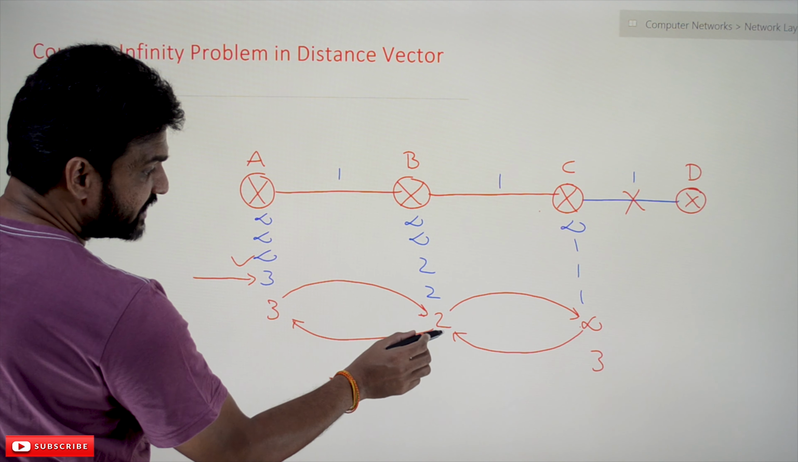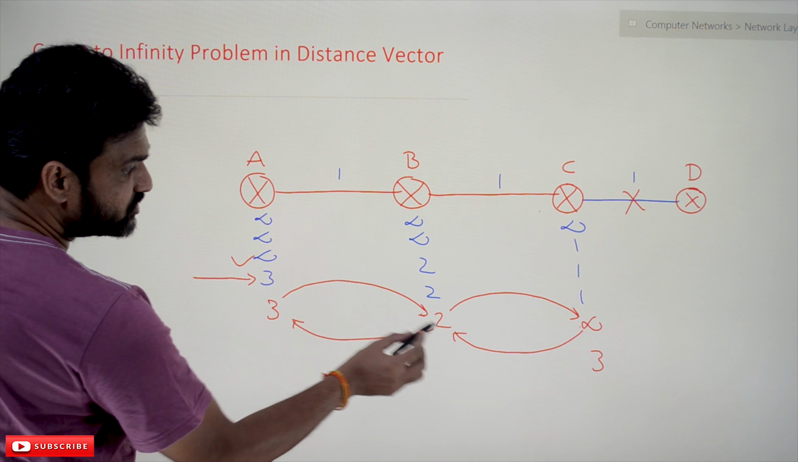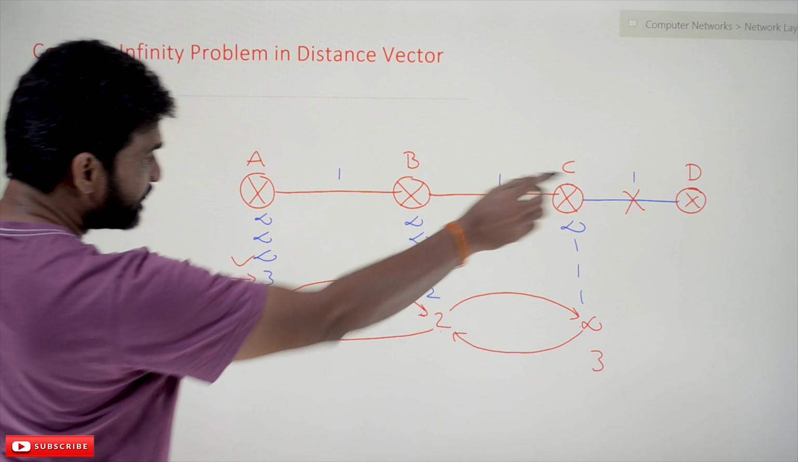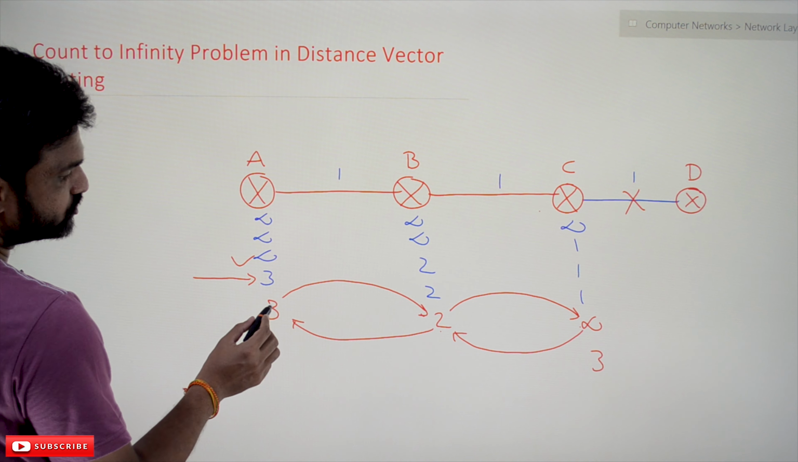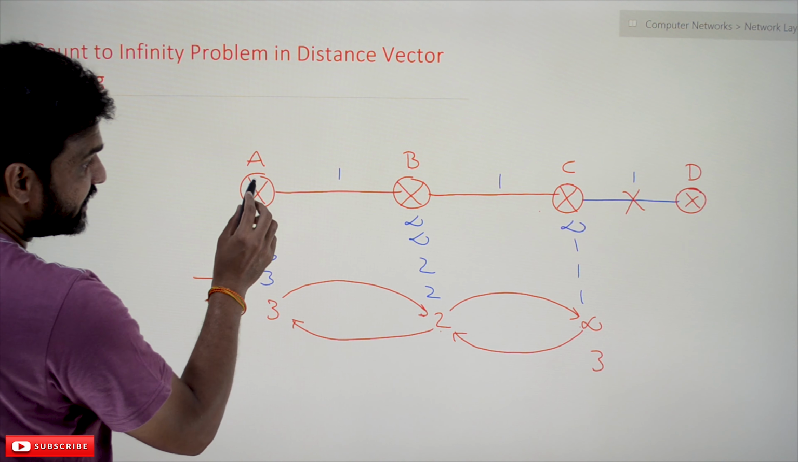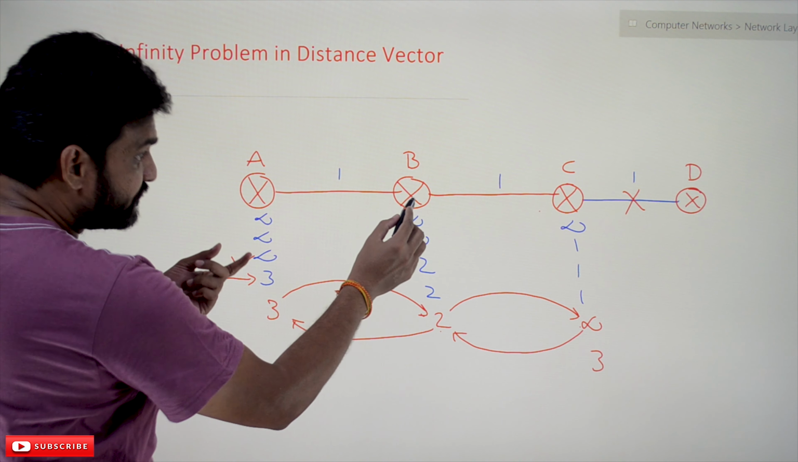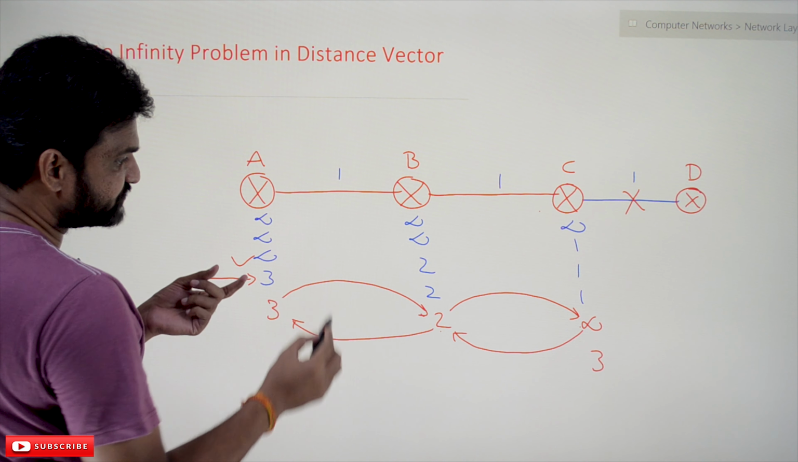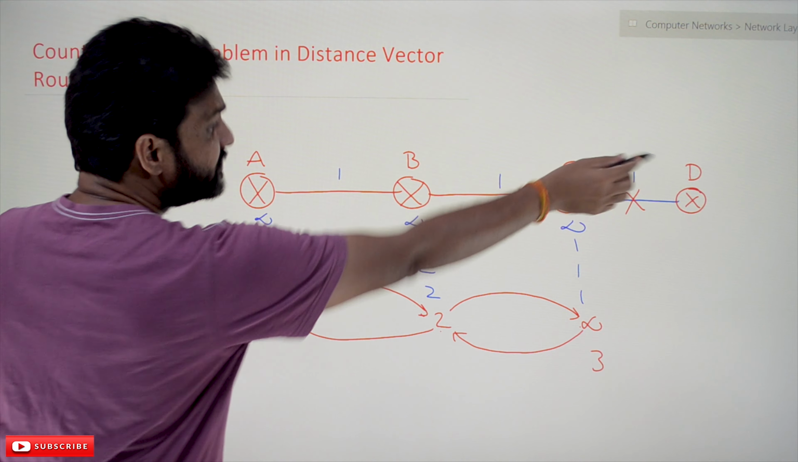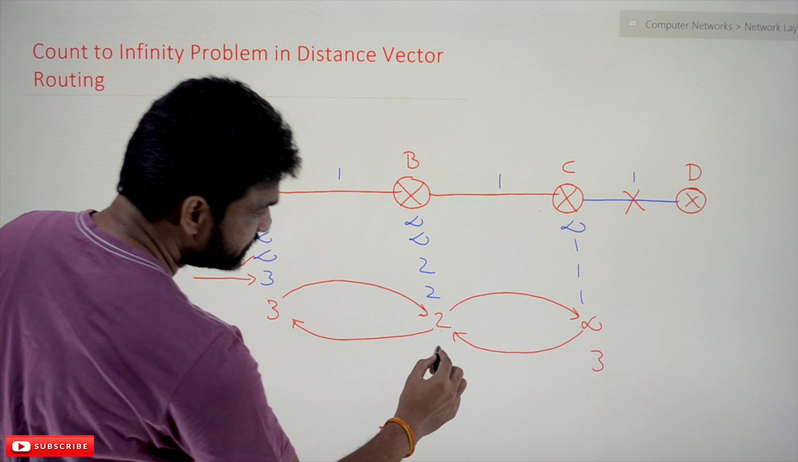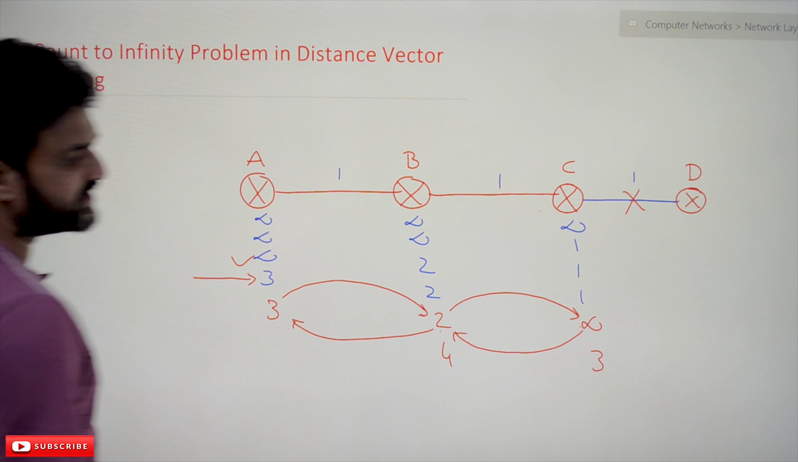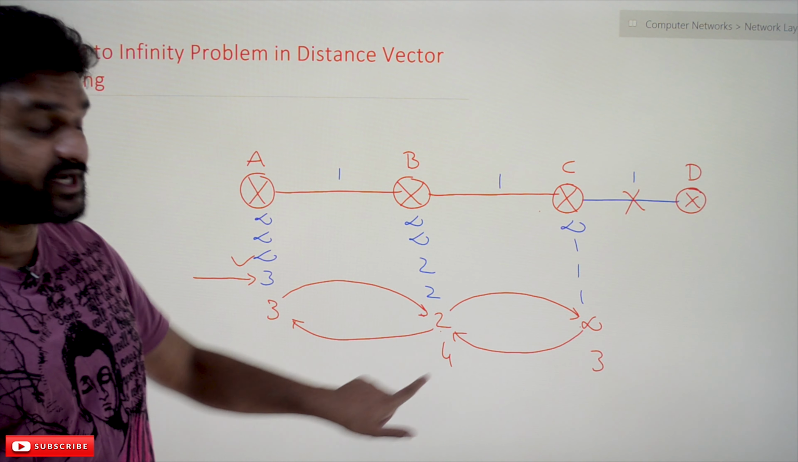Now what B will understand is, for it to transmit the data to D, it has to transmit to A, and A will transmit it to D with a distance of 3. From B to A, how much distance? It is 1. 1 plus A to D, which is 3, is 4. So now this value will get updated to 4.